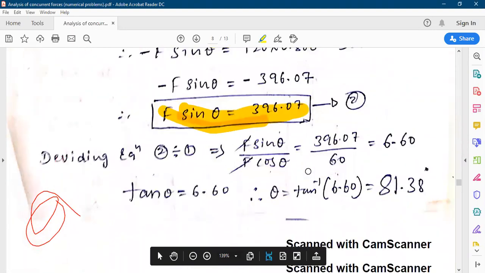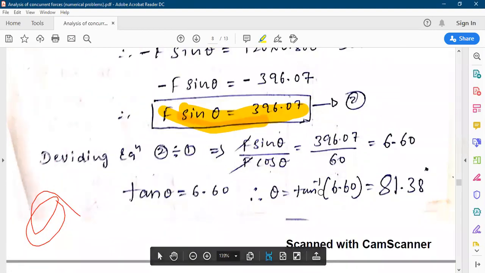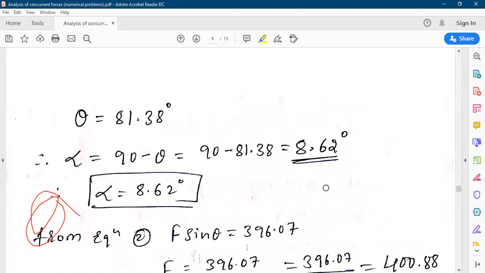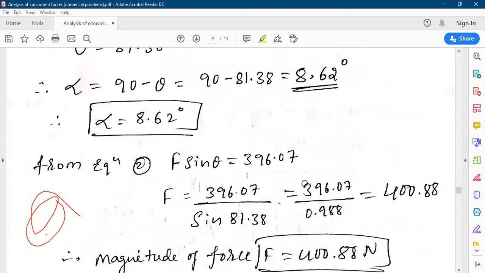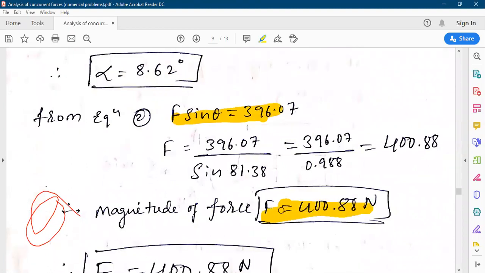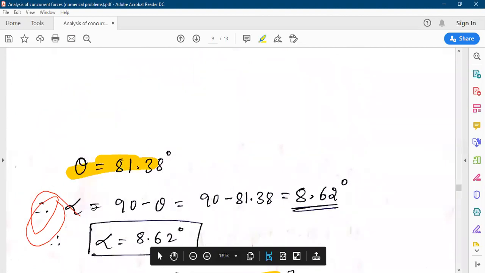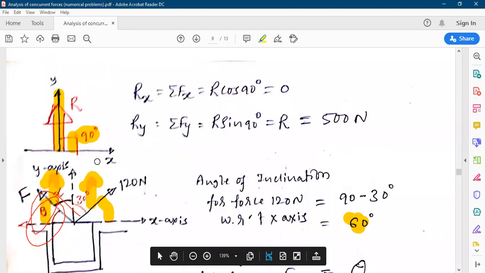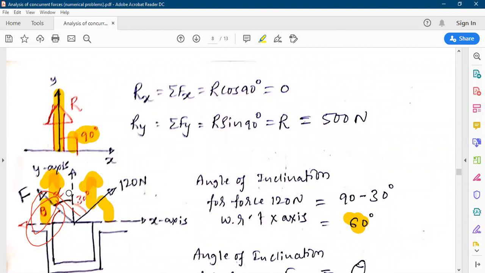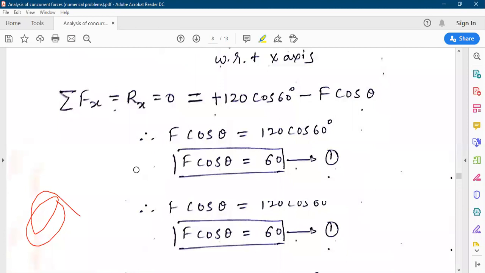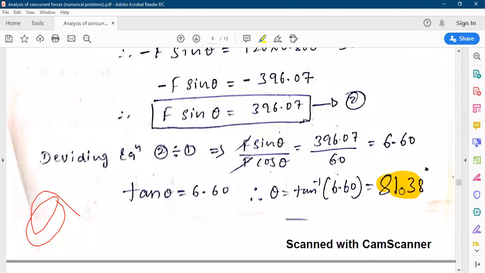So divide equation number 2 by 1, we can get the theta value. Then substitute this theta value in any one of the equations to get the F value. This theta is with respect to x axis. Now I have to calculate alpha value with respect to y axis. To calculate this alpha, this theta we have calculated. So theta is 81.38.